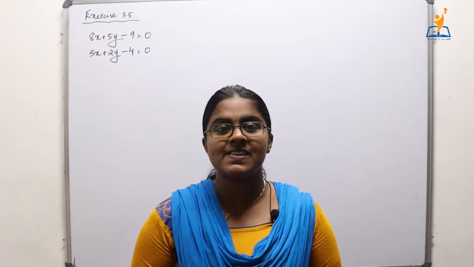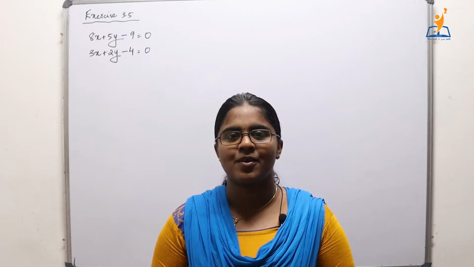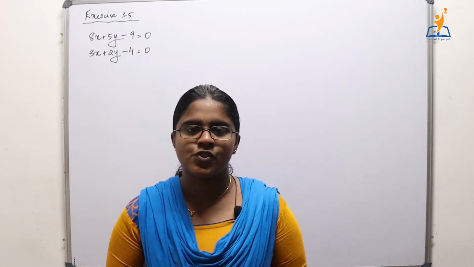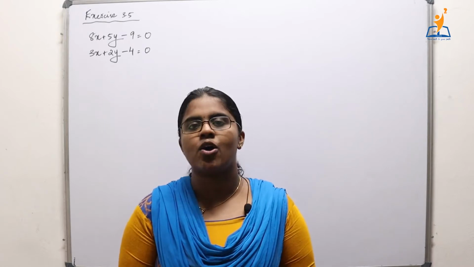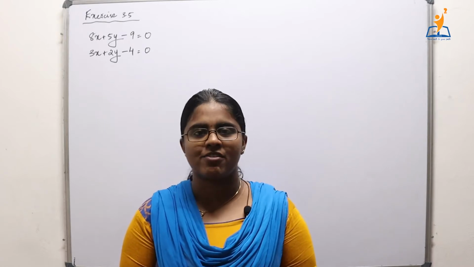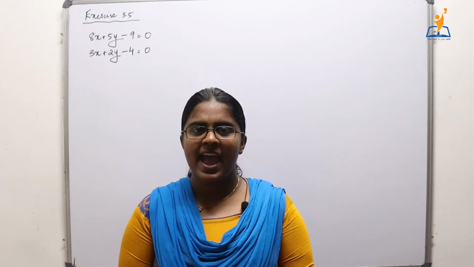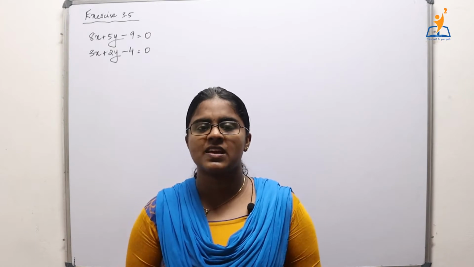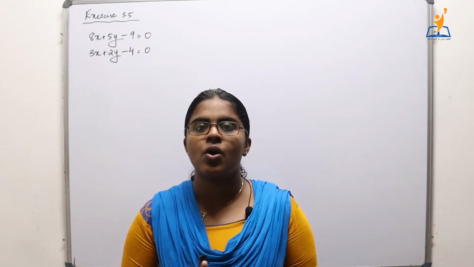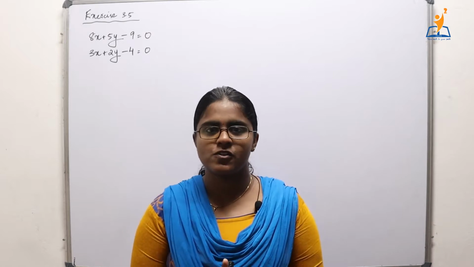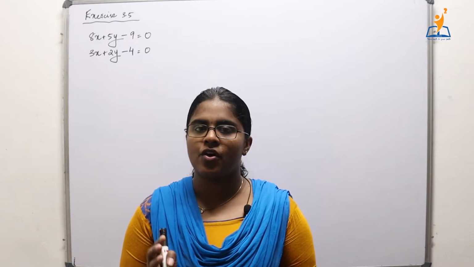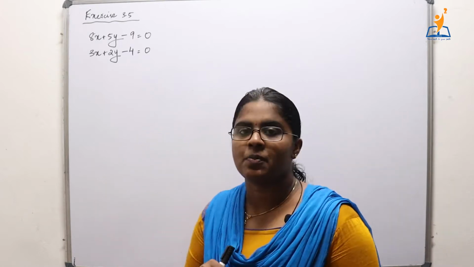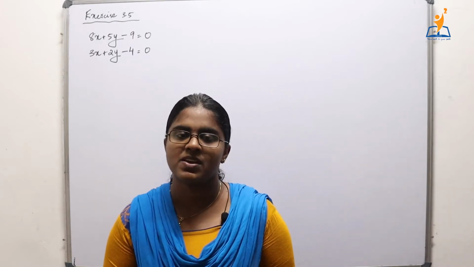We were dealing with the chapter, a pair of linear equations in two variables. So far we have discussed certain graphical methods and algebraic methods to solve a pair of linear equations in two variables, and in the previous class we learned a new algebraic method, that is the cross multiplication method. Now in today's class we are going to complete the exercise 3.5 which we started in the previous class.